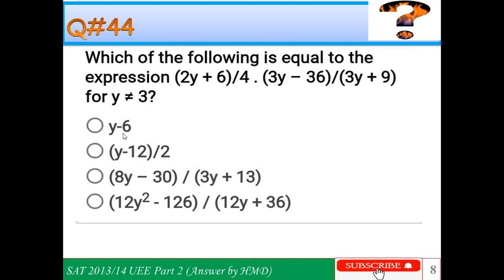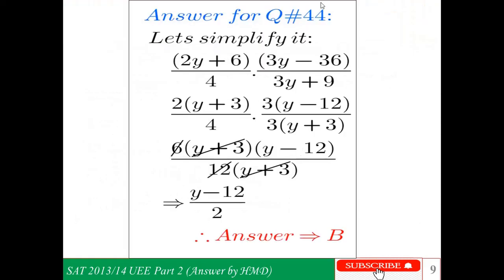So let me read the choices. A, y minus 6. B, y minus 12 over 2. C, 8y minus 30 over 3y plus 13. D, 12y squared minus 126 over 12y plus 36. Students, please try by yourself first and check your answer with my answer. Thank you very much. I hope you will get the answer and please pay attention.